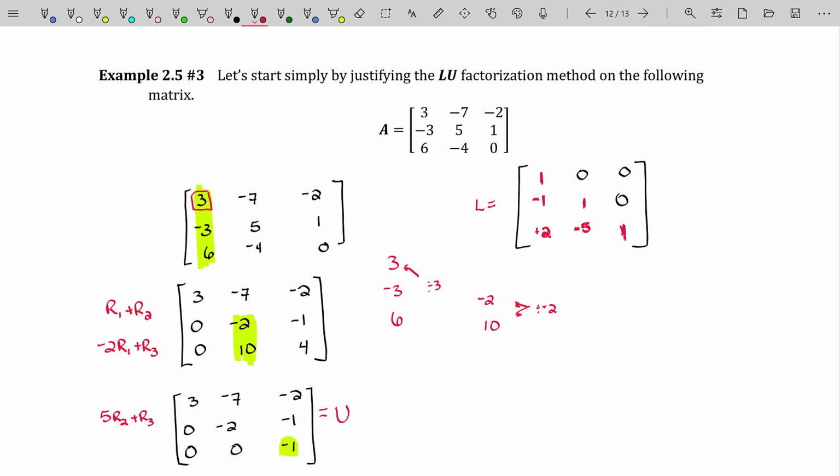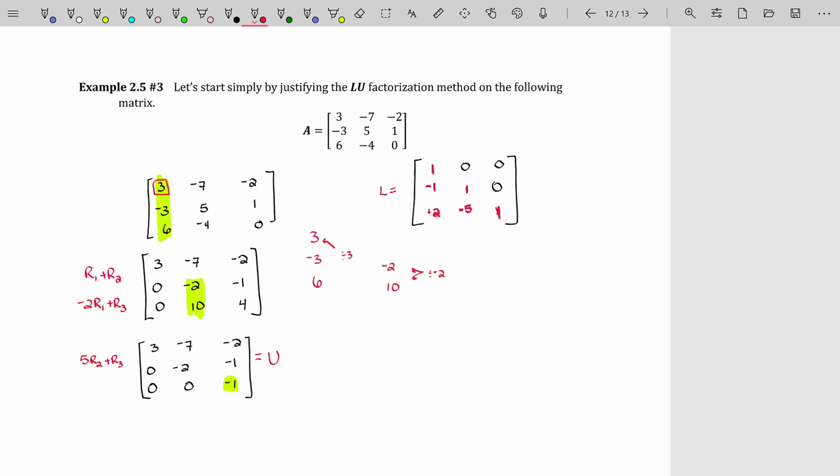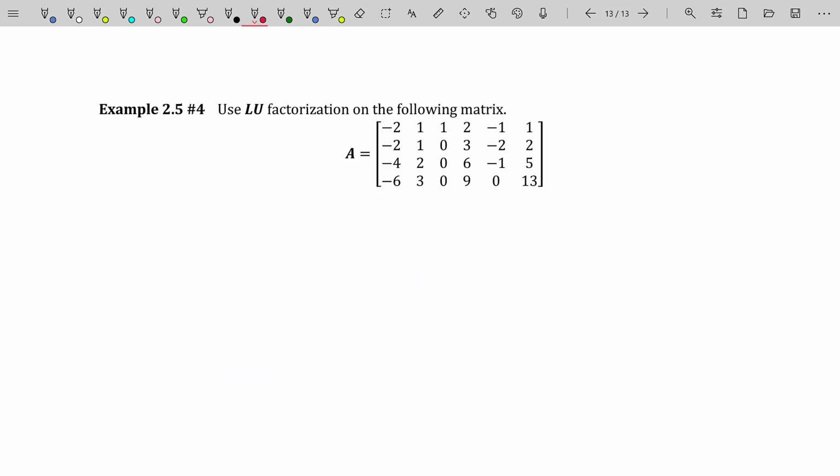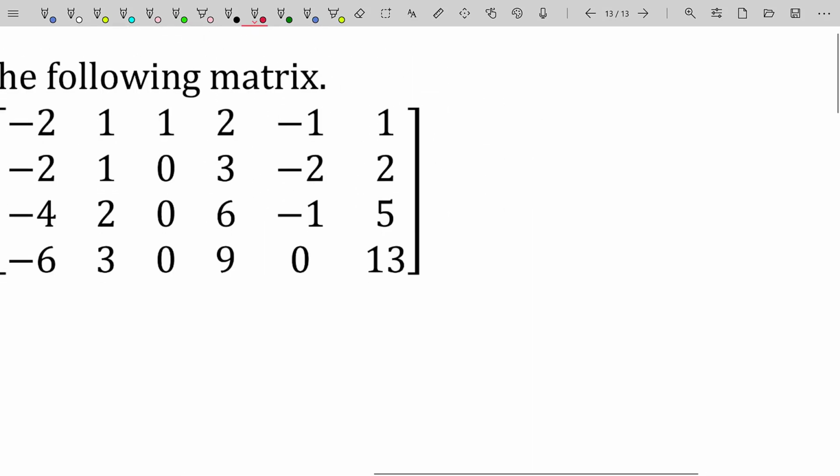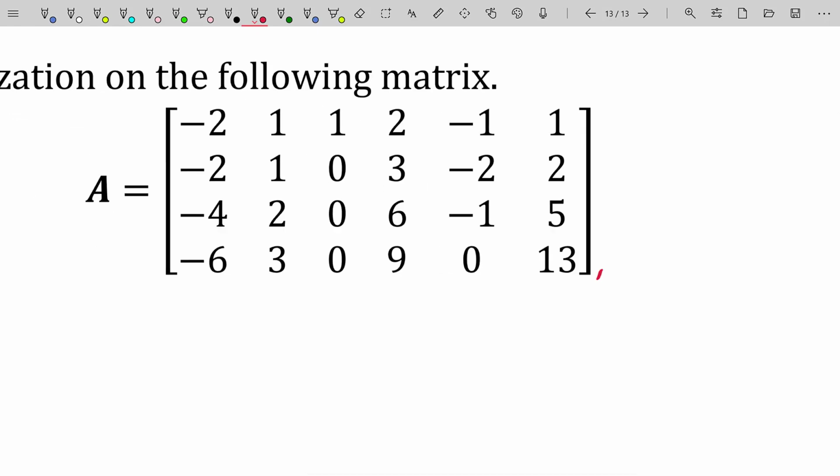Now, I'm sure you probably want to see that in action with a bigger matrix. So let's do one final example with a huge matrix. Well, not huge, but a larger matrix. Here's the matrix we had earlier where I told you what L and U were. But this time we're actually just going to do the factorization. Notice this has 4 rows and 6 columns.